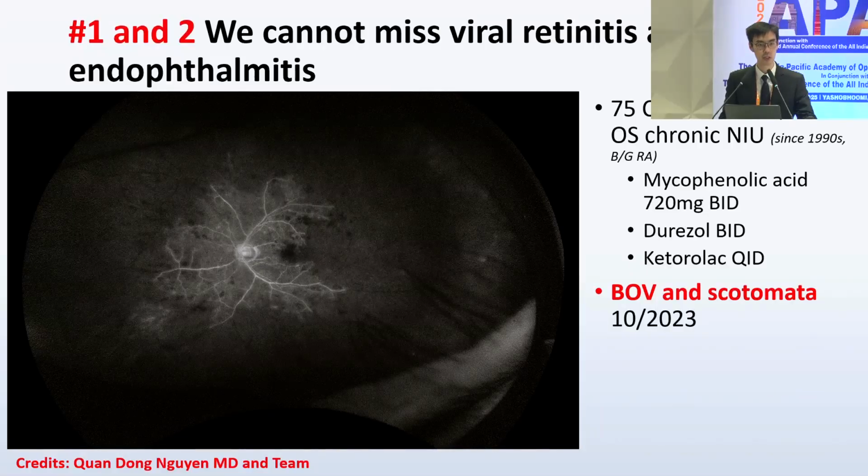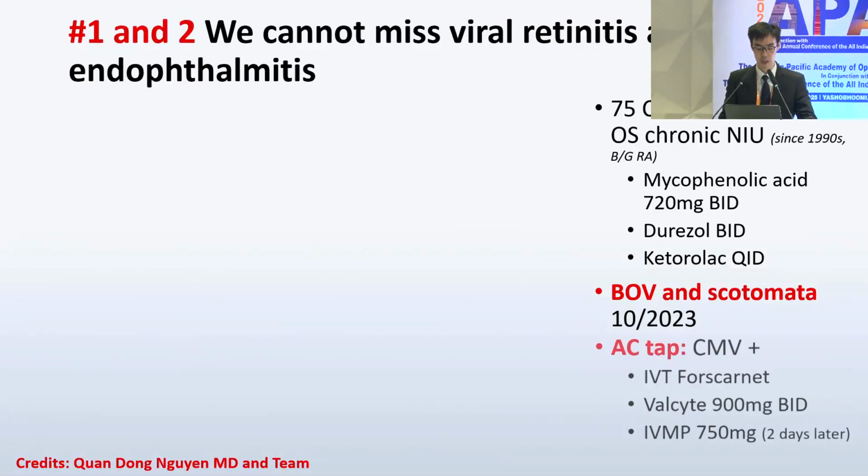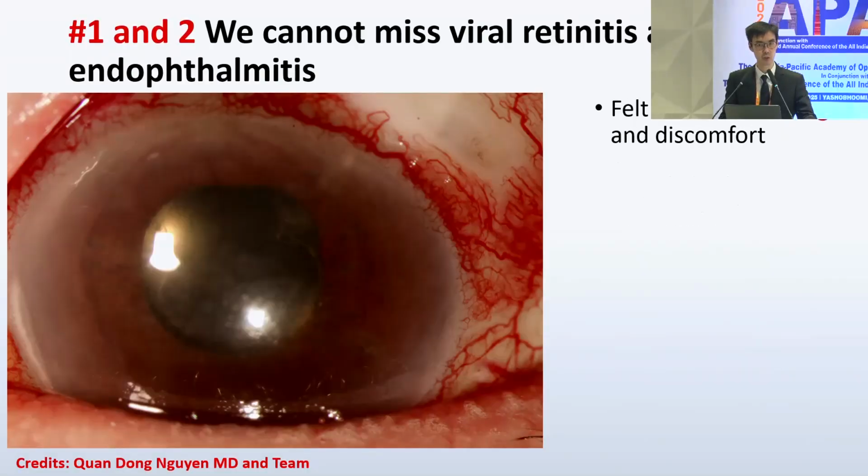So you put two things together, immunosuppressed patient, retinitis, occlusive vasculitis, straight away you should go for an AC tap to rule out viral retinitis. The attending physician did so and treated the patient appropriately, systemically as well as intravitreally, and the patient was doing well for 2 weeks. Now things start to change again.